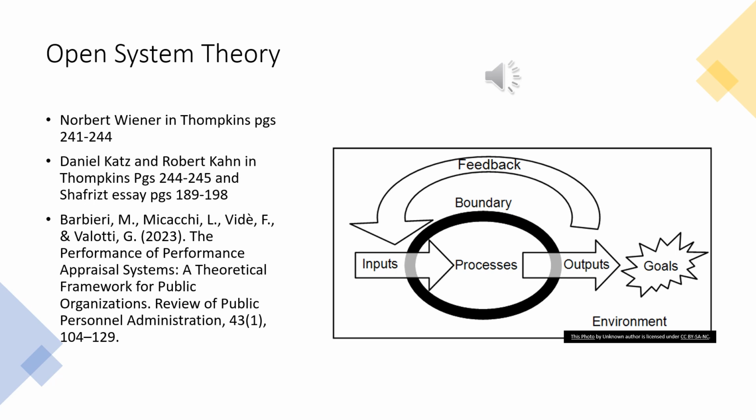Joan Woodward talks about the technology and structure of an organization with the open system, being able to adjust to different situations of technology. The more they are able to adapt with the technology, the more the business or the public agency will be successful.